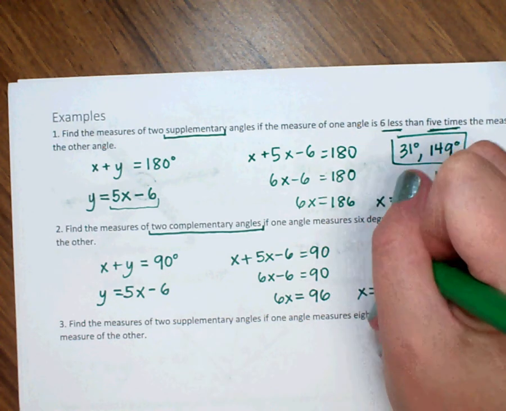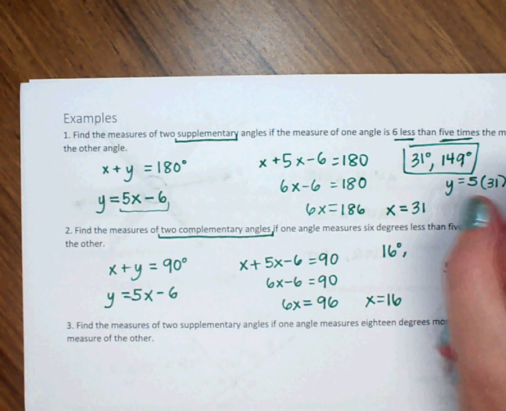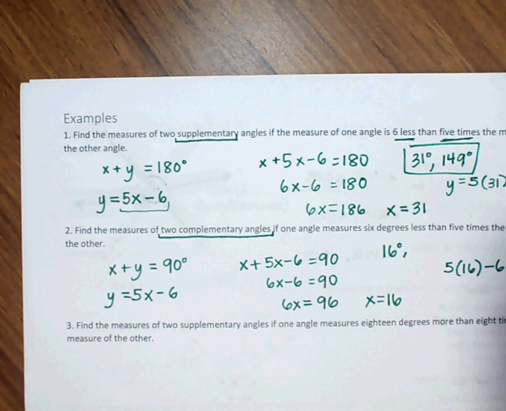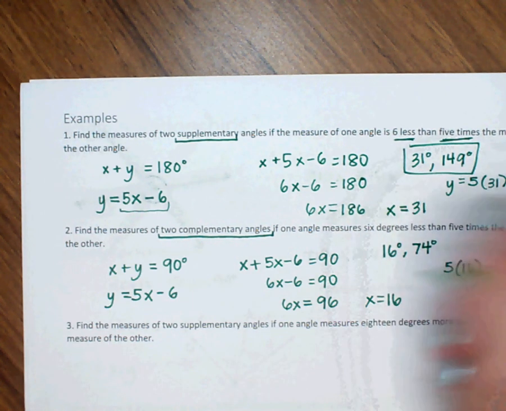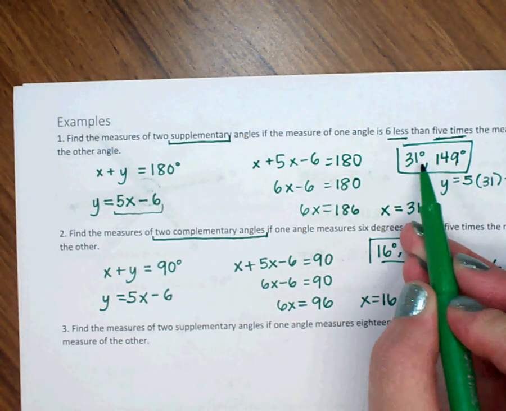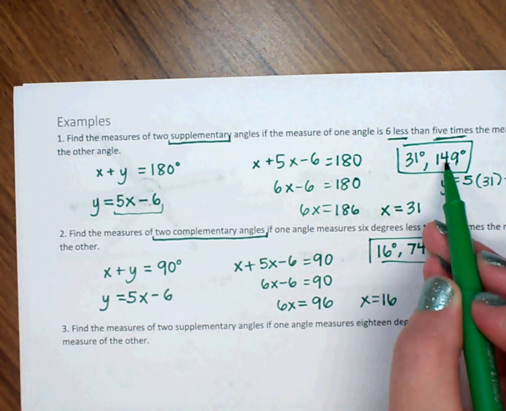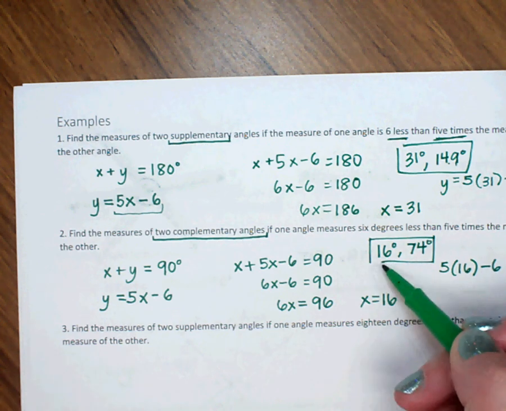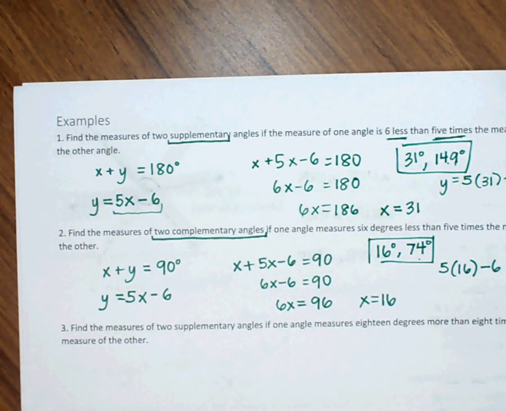Okay, so one of our angles measures 16 degrees. And then I'm going to go ahead and substitute that x value in to get our second angle. That's a measure of 74 degrees. Okay, a good way to check both of these, remember, supplementary means their sum is 180, so as long as 31 plus 149 is 180, we're good. Complementary means they add up to 90, so 16 plus 74 is 90.